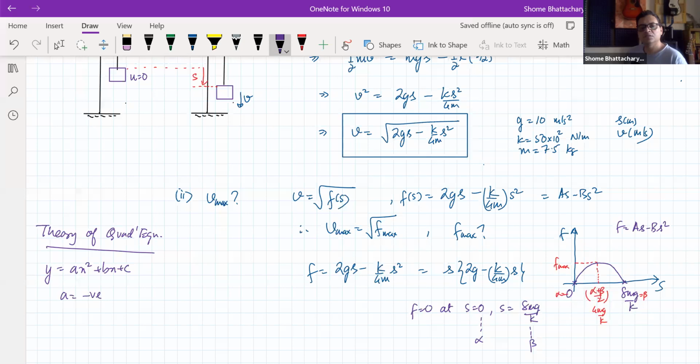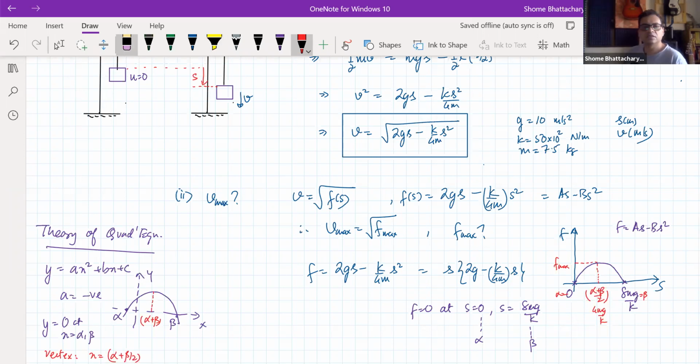So if the coefficient is negative, that means it will be a parabola like this. And if it has some roots, alpha and beta, where y is equal to 0 at x equal to alpha and beta, then the vertex is always at the midpoint. And the vertex is where the function has the maxima. So I'm using that concept over here.